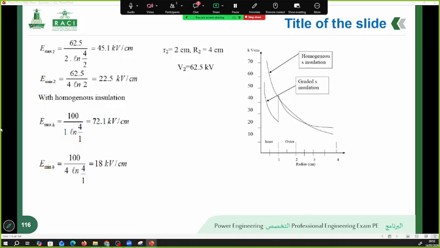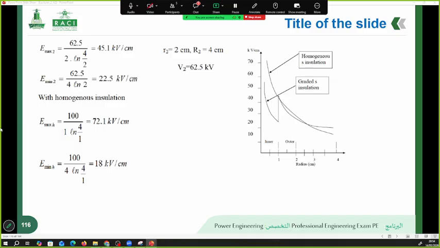reliability. So this figure illustrates how the electric field varies with radius in a cable for the two cases: homogeneous insulation and graded insulation. In the case of homogeneous insulation, the electric field is highly non-uniform with a very high value near the inner conductor that rapidly decreases as the radius increases. This creates a strong electric stress concentration at the inner surface, which is the most critical point for insulation failure.